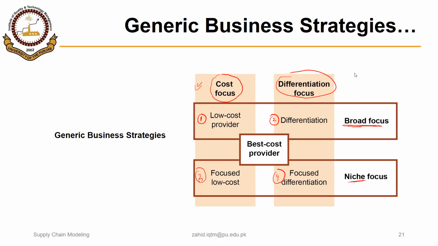Best cost provider has some features of other strategies overlapping. It provides in a way low cost, it also provides some variety. So we will see in the end what best cost provider strategy is and how it actually has the features of low cost strategies as well as differentiation strategies. So we'll see it in the end. That will be our fifth strategy. So this was a brief description of these five strategies.